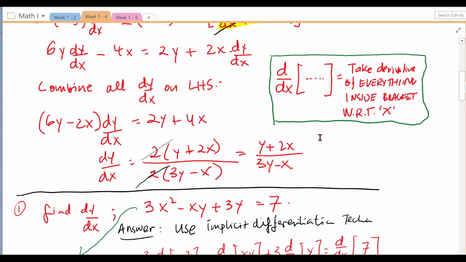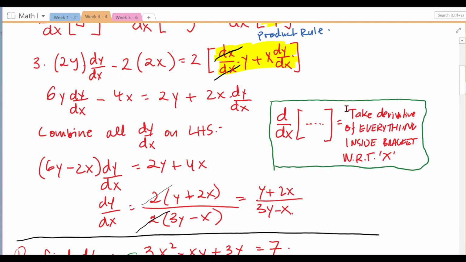Just a little note here: the term d with brackets means take the derivative of everything inside the square brackets with respect to x, because this is x. If this is u or t or theta, it means with respect to that variable, t or theta or u and so on.